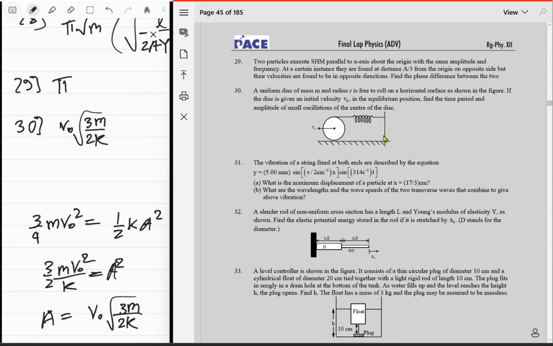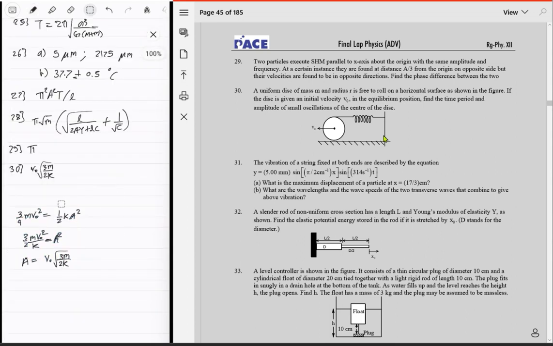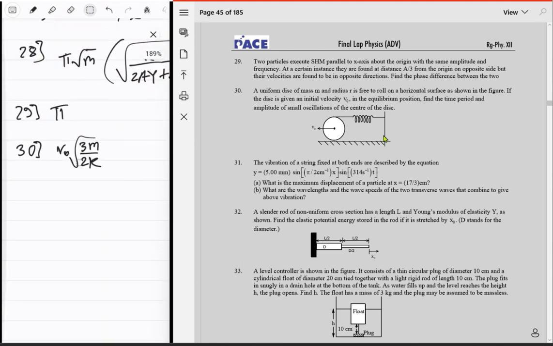Awesome. Next question. Although energy conservation always seems doubtful to me, most of the time energy conservation is the way to go, and it's the easiest way to go, at least.